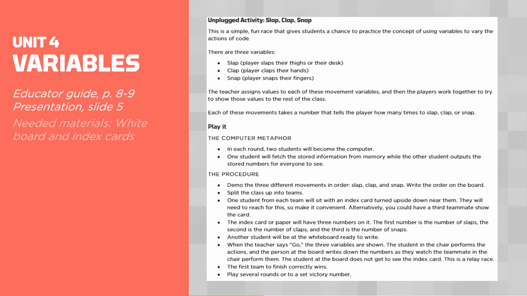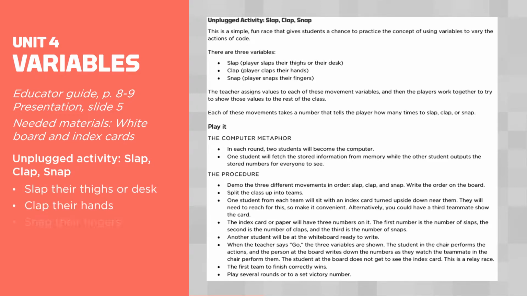During the unplugged activity, students act out variables in teams. There are three variables: slap their thighs or desk, clap their hands, and snap their fingers. Index cards have three numbers to indicate the number of times each variable is performed by a student, while another student who can't see the index card guesses the variable value.